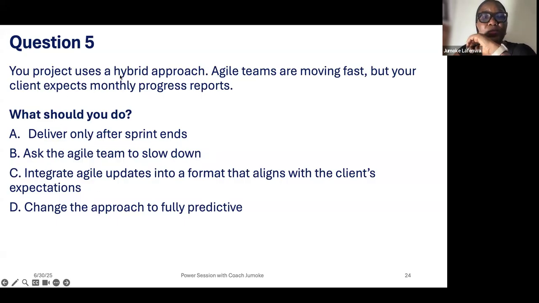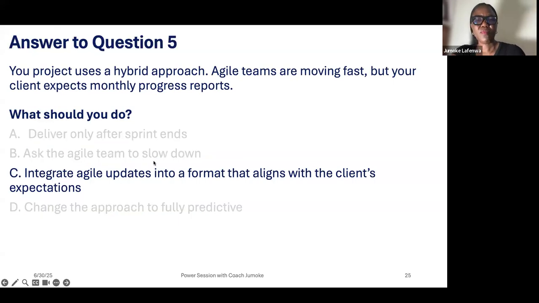All right. So your project uses a hybrid approach. Agile teams are moving fast, but your client expects monthly progress reports. So this shows that it's predictive. This monthly report is predictive. Deliver only after sprint ends: you wouldn't have been communicating, engaging your stakeholders on that. Ask the Agile team to slow down, really. Integrate Agile updates into a format that aligns with the client's expectations. And the burn down chart is a good one. Incorporating it, yes, it's C.